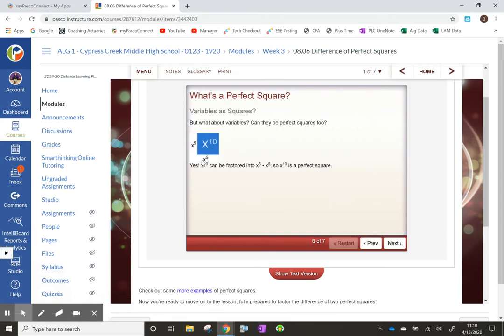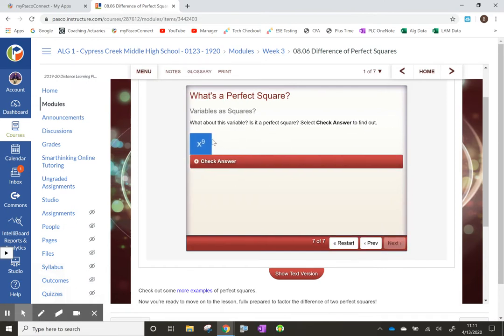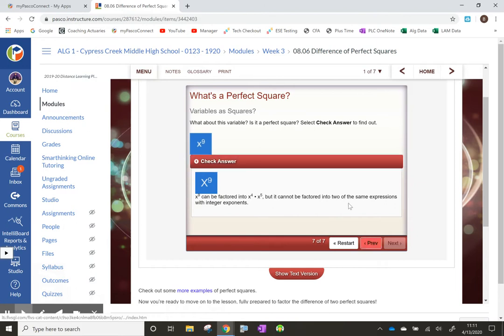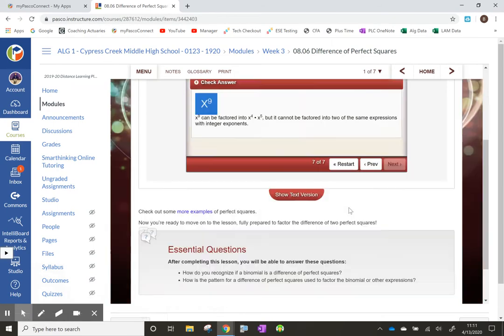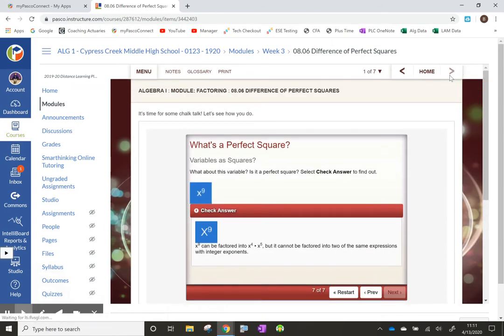Here we go, we talked about it. x to the 5th times itself, x to the 5th, does equal x to the 10th. And that result is always going to be an even number exponent when you do that. x to the 9th is not a perfect square, simply because it's an odd exponent value. And with an odd exponent value, there will not be a perfect square for it. So just keep that in mind as we go.